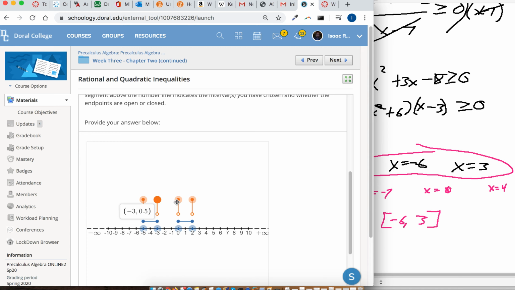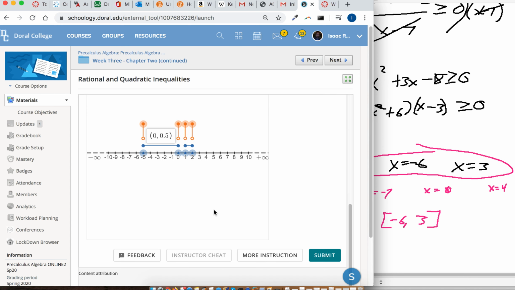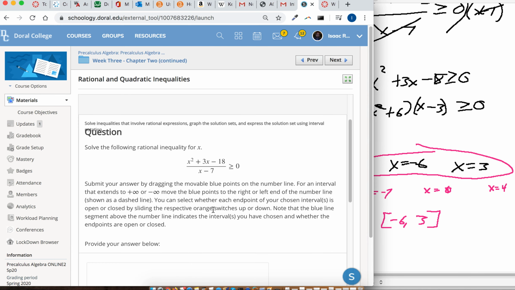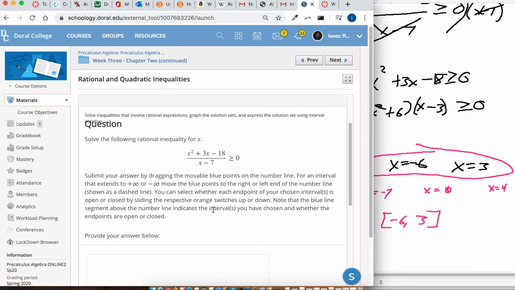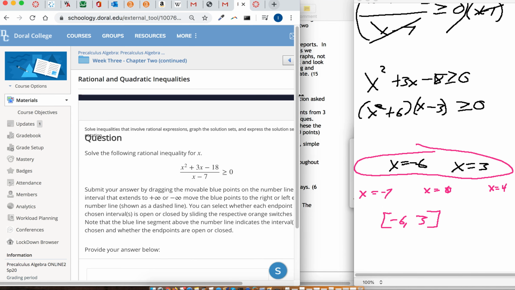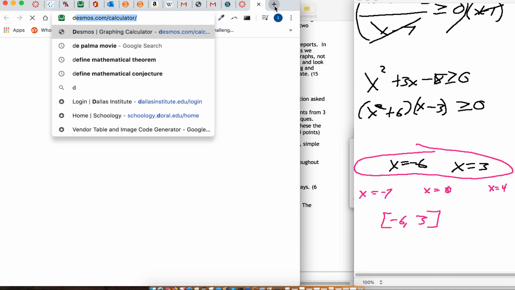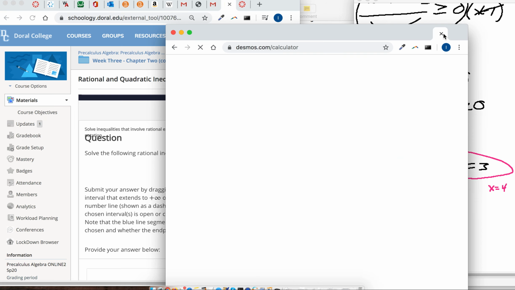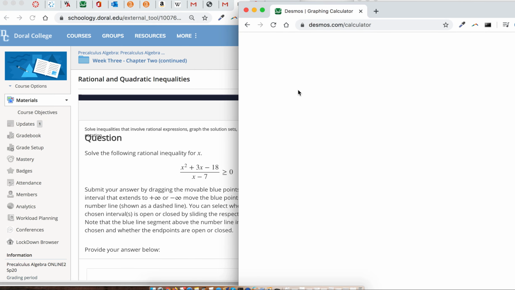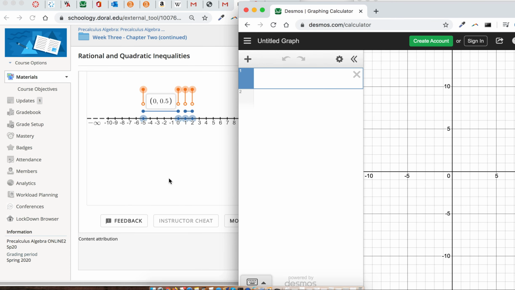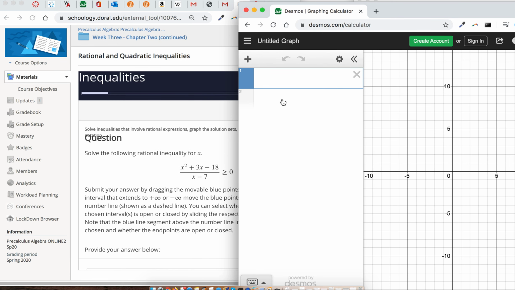Oh, can we combine these? It's got 2. That makes me think I did something wrong, though, because it's got two different things. Maybe I dropped something or a negative sign. Let's just check that real quick.